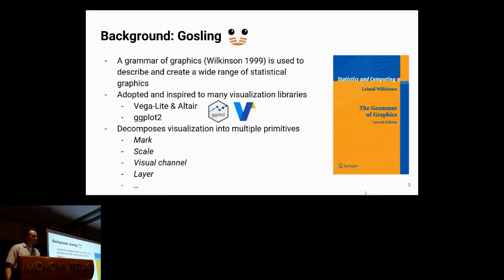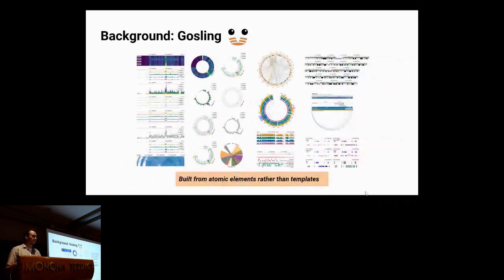Gosling is an implementation of a grammar of graphics, and in particular, it decomposes genomics visualizations into smaller building blocks so that you can build these complicated interactive visualizations from atomic elements rather than a template-based approach that many genome browsers employ.